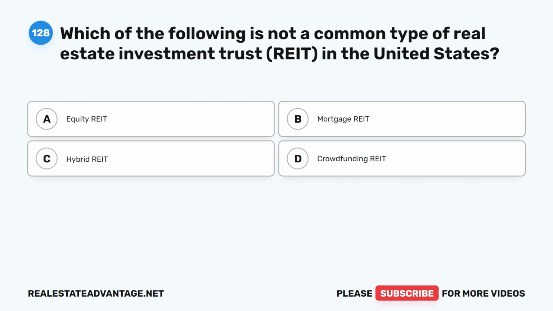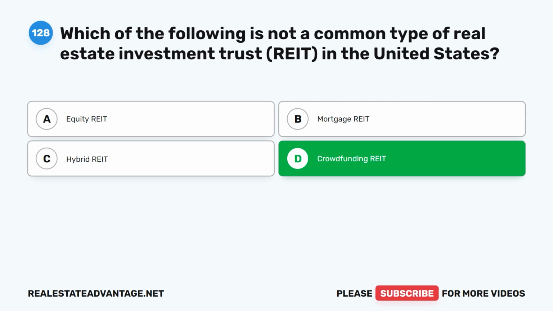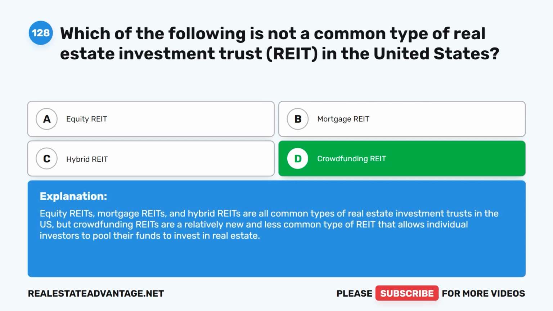Question 128. Which of the following is not a common type of real estate investment trust, REIT, in the United States? A. Equity REIT. B. Mortgage REIT. C. Hybrid REIT. D. Crowdfunding REIT. The correct answer is D. Crowdfunding REIT. Equity REITs, mortgage REITs, and hybrid REITs are all common types of real estate investment trusts in the U.S., but crowdfunding REITs are a relatively new and less common type of REIT that allows individual investors to pool their funds to invest in real estate.